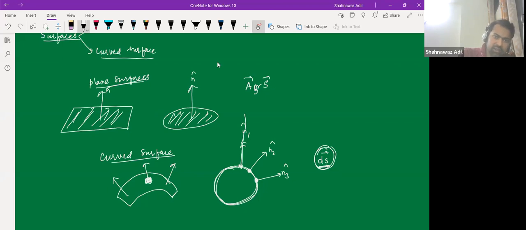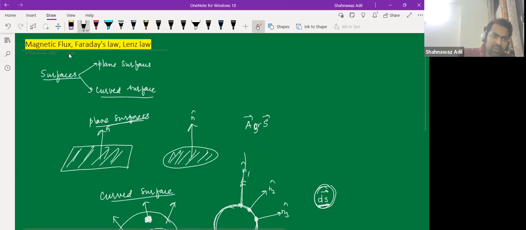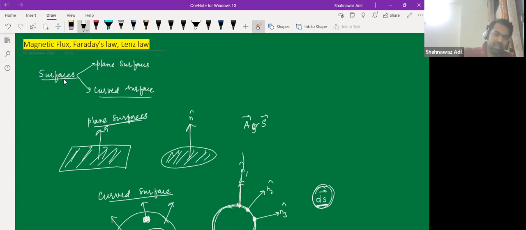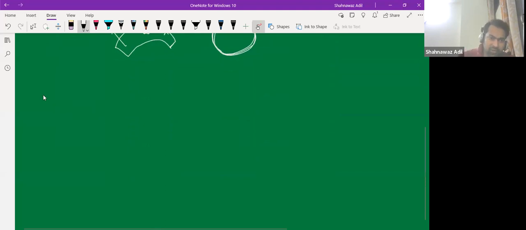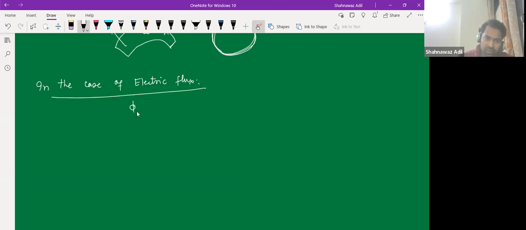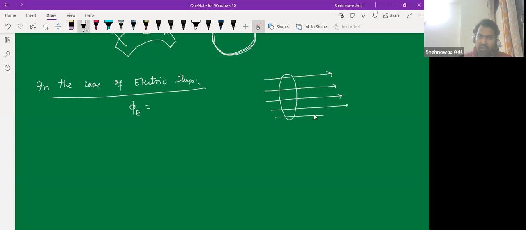So what is the need of this surface? This surface is very useful in defining the flux. So taking the analogy from the electric charges, in the case of electric flux, right? What was this electric flux? This electric flux was the number of electric field lines passing normal to the plane, right, passing normal to the area. So that was the electric flux.